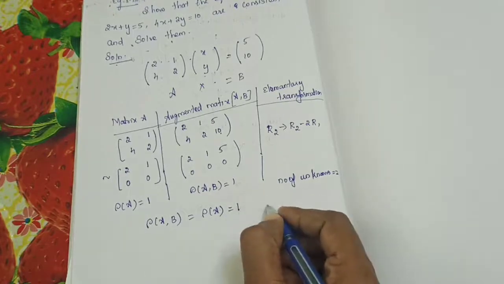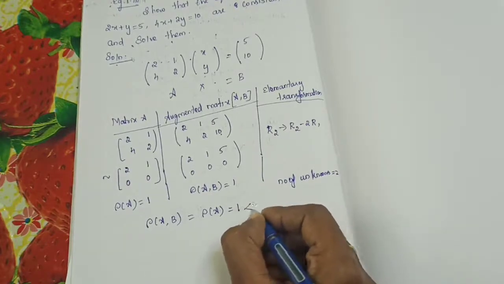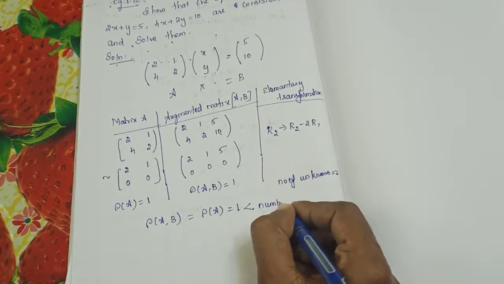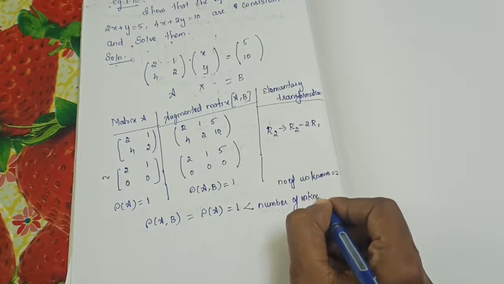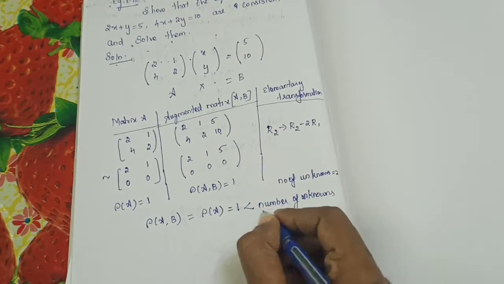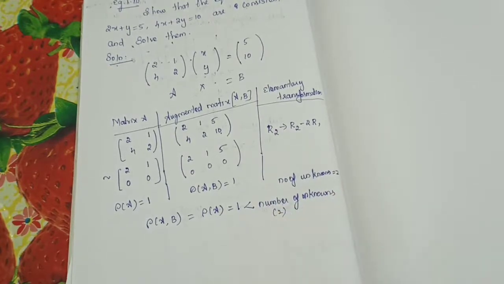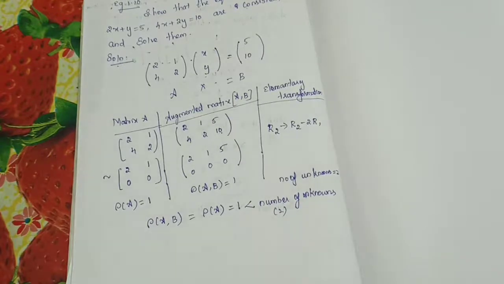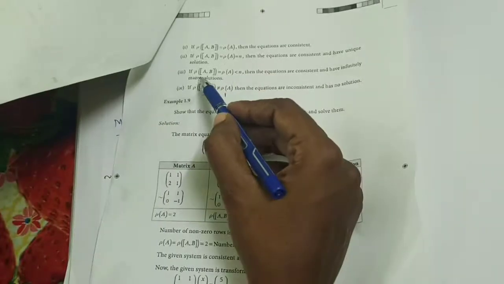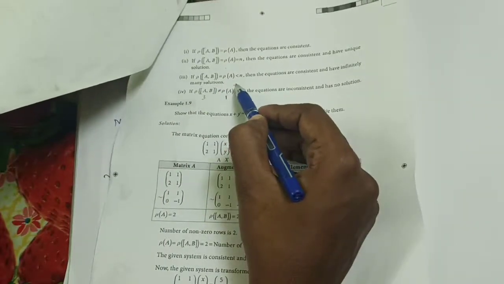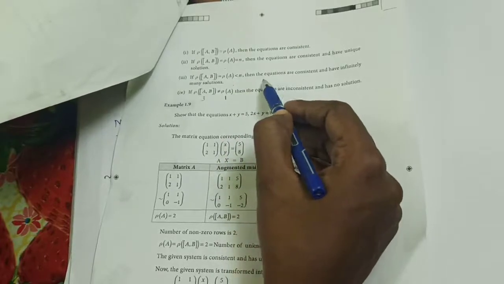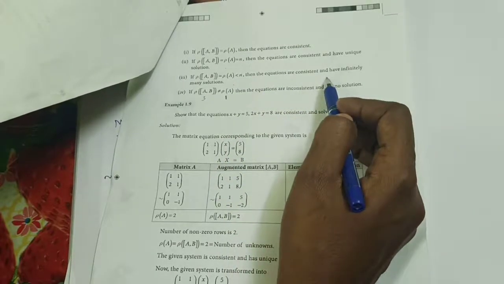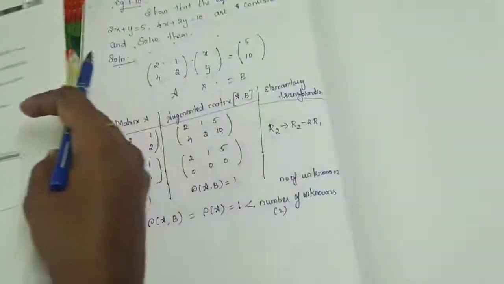But our unknowns are 2. Is it right? So the rank is less than the number of unknowns. Understand? Less than the number of unknowns, that is less than 2. Correct? So less than 2 means which condition we will see? Find out this one. The rank of AB is equal to the rank of A, both values are equal but less than n. So how will you find? The equations are consistent and thus have infinitely many solutions.